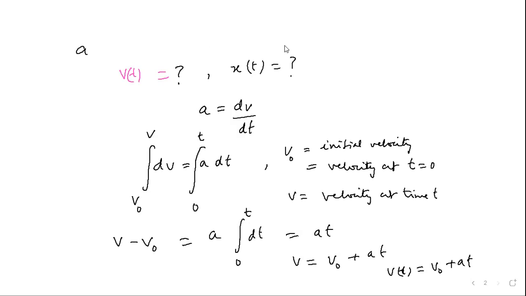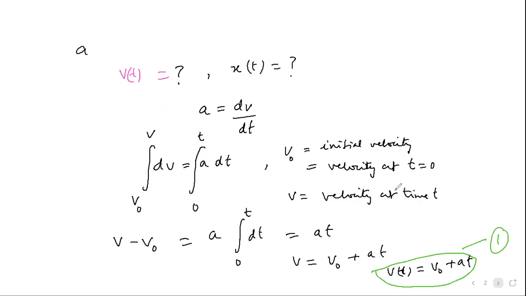Let me encircle it. So this is my velocity time function. From this equation, if I know initial velocity v naught, I can find or predict velocity at any future time t, provided the acceleration is constant. Now we obtain the position time function.